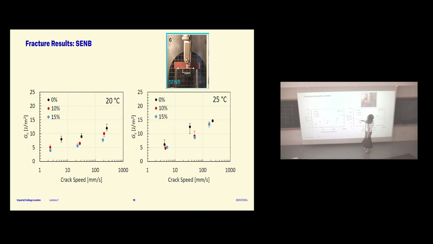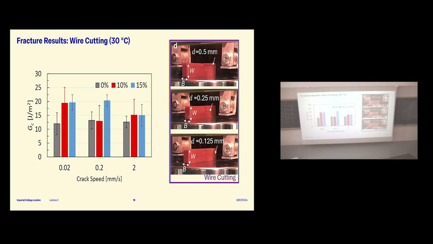And the same, so that's 20 degrees and 25. They're very similar. If you compare the two, at 25 they start to decrease, the GC. And these are the results from the wire cutting test. So this is the extrapolation method. Here it's not so clear. This is crack speed. The different colors are the different porosities. It's not so clear what the trends are.